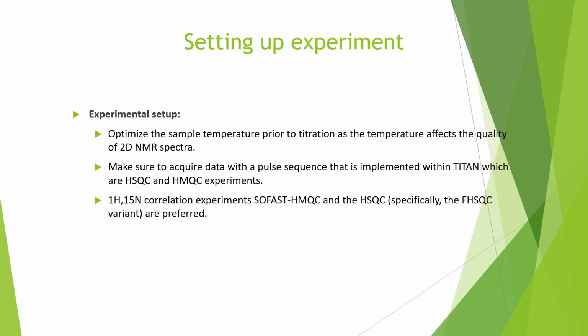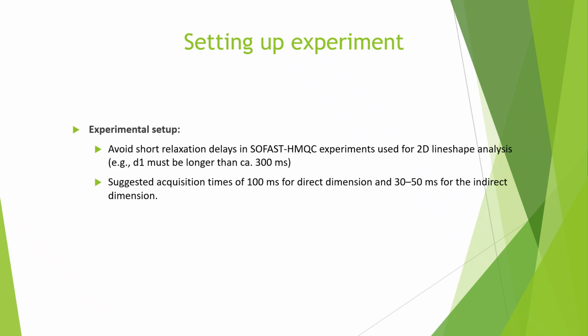However, transverse relaxation and chemical exchange broadening are generally more severe in the indirect dimension of HMQC experiments compared to the HSQC, and therefore in some cases the HSQC may provide more useful information. Avoid short relaxation delays in SOFAST HMQC experiments used for 2D line shape analysis to ensure that the resonance intensities are not strongly weighted by longitudinal relaxation, which may vary between free and bound states. The suggested acquisition times are 100 milliseconds for the direct dimension and 30 to 50 milliseconds for the indirect dimension.